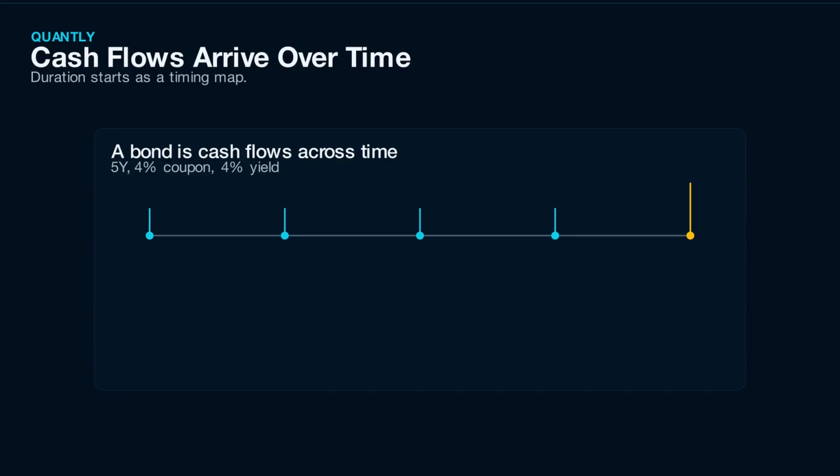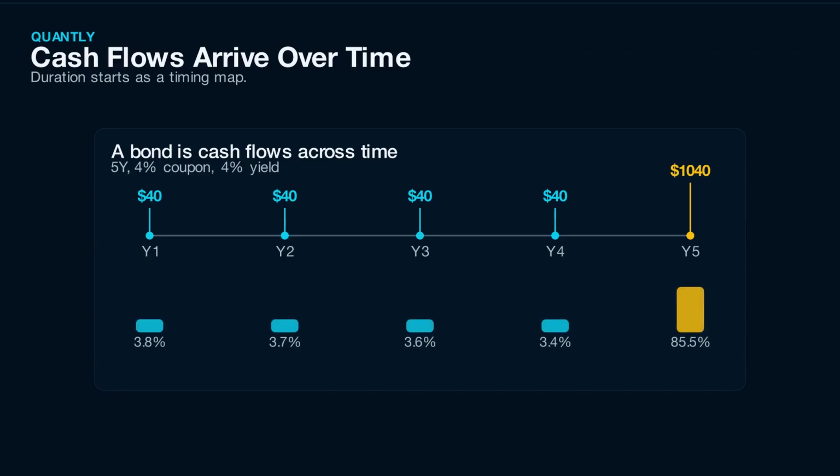The question duration asks is deceptively simple. Given all these cash flows arriving at different points in time, what is the bond's effective time horizon? When, on average, does the money actually come back to you? The answer is not 5 years. The $40 coupons return in years 1, 2, 3, and 4. Each early payment pulls the effective time horizon closer to the present. And we weight each payment by present value because a dollar received in year 1 is worth more than a dollar received in year 5.